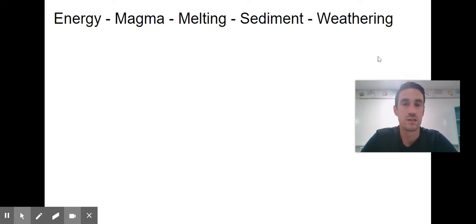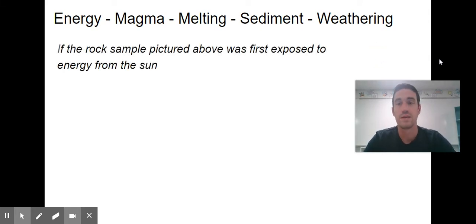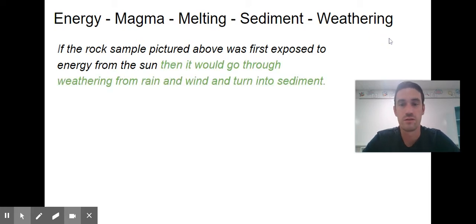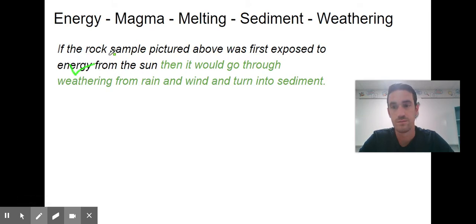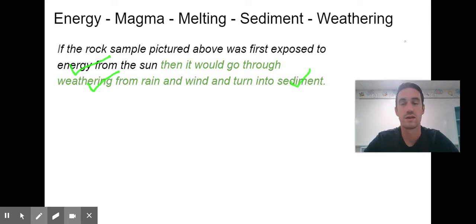I'm going to start off with a sentence stem that actually repeats what my question is asking me. So, if the rock sample pictured above was first exposed to energy from the sun, again, I just repeated my question there when I rewrote my question into a sentence stem. Then it would go through weathering from rain and wind and turn into sediment. So already here, I have 3 different vocab words used: energy from the sun, weathering, and sediment. So I'm describing what happens to a rock that goes through energy from the sun.